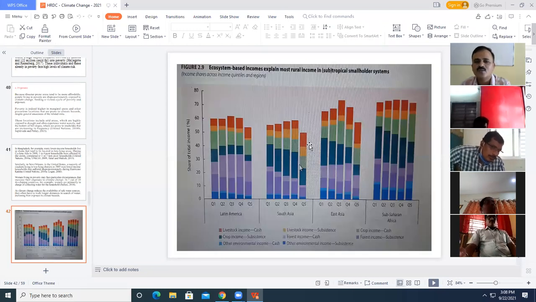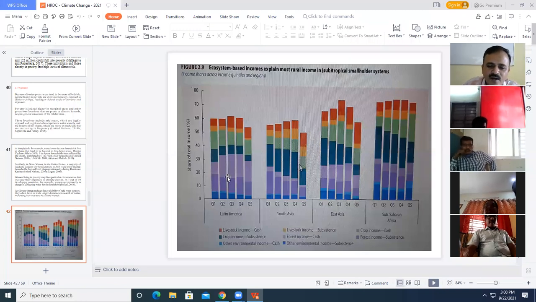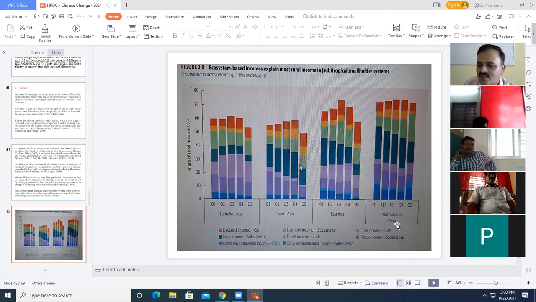Okay, and this is ecosystem-based income, which explains most rural income in tropical or subtropical smallholder systems. That is the amount of income they earn from ecosystem-based activities. So these are the quintiles, first to fifth, in Latin America, South Asia, East Asia, and Sub-Saharan Africa. Just observe that in almost all of these four regions of the world, we find the majority of the poor people living.